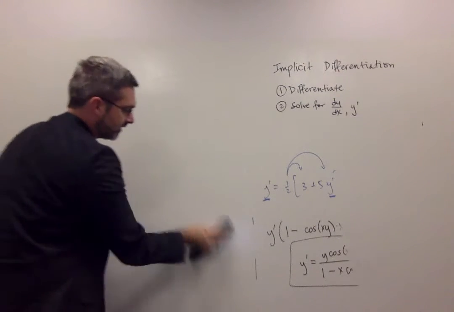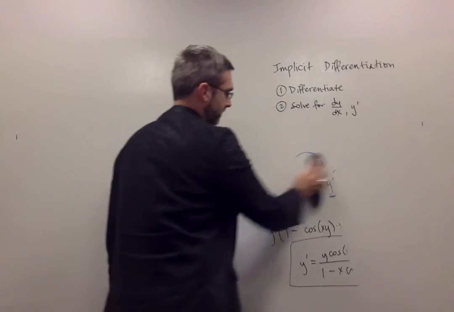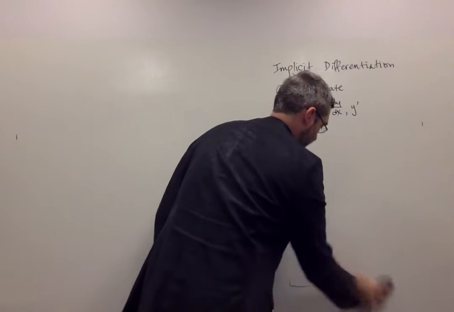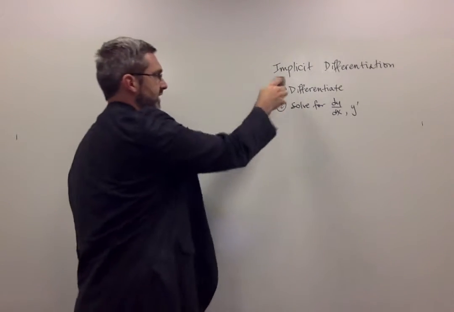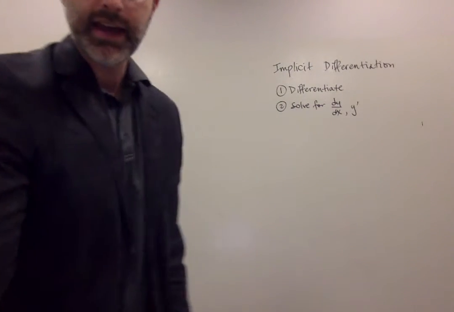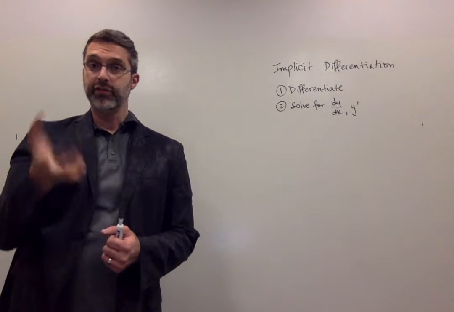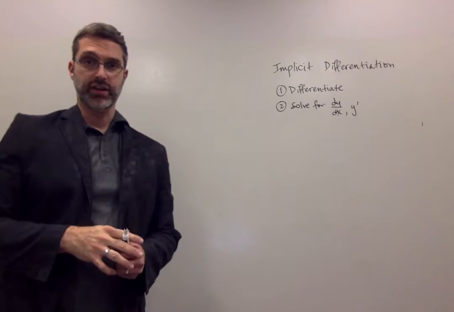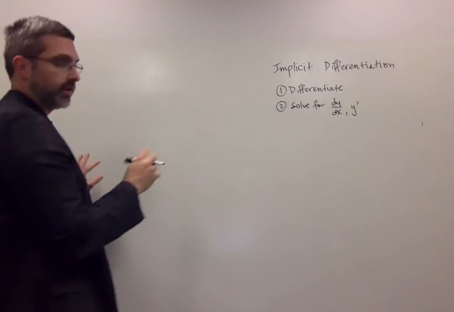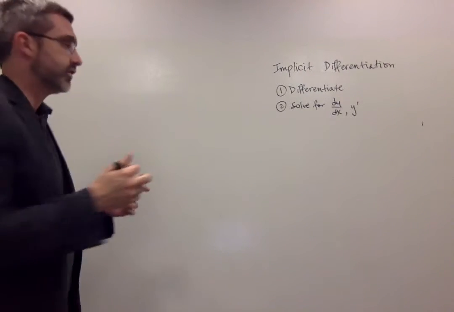Okay, so what we started to do at the end last time that I'm going to keep going with is we were using this idea of implicit differentiation to actually get formulas for derivatives of functions that we didn't know how to differentiate yet. So an example that we did last time was arctangent.